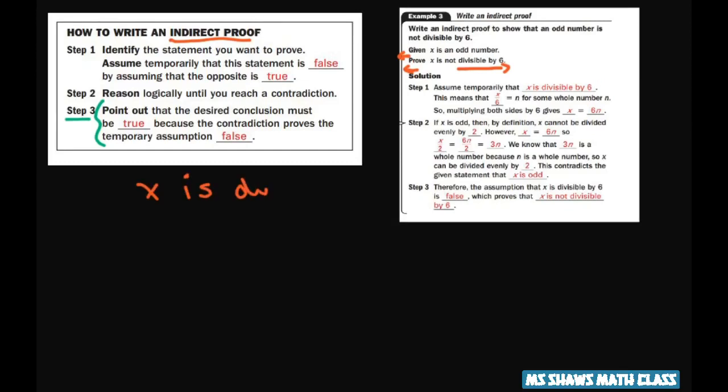6. And the way I'll just write it is x is divisible by 6, and it equals some number n. So you cross multiply, you get x equals 6n. All right, now this is the hard part for some students. Step 2. If x is odd, then by definition, x cannot be divided evenly by 2.